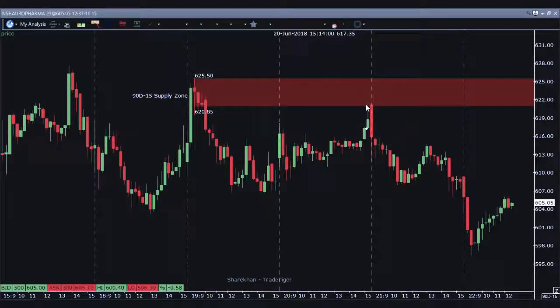And as you can see, price came into that price at the end of the day. And the very next day, it opened there and fell within no time. Why? Because there was a lot of selling at this level from institutions.